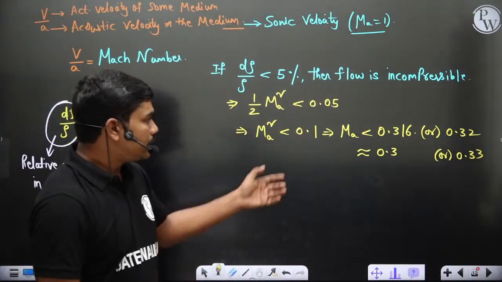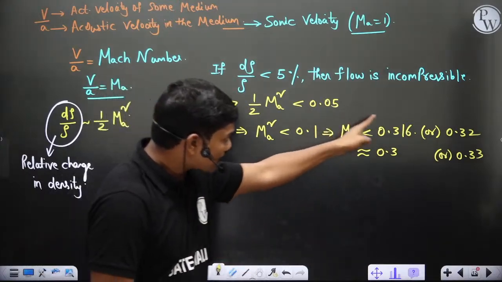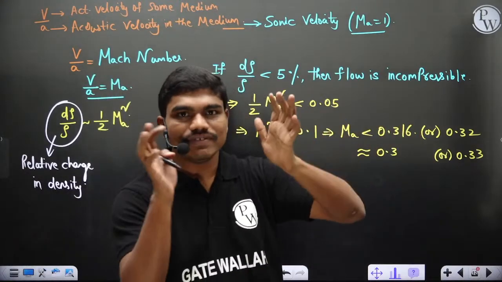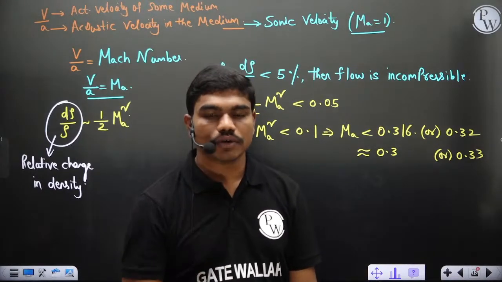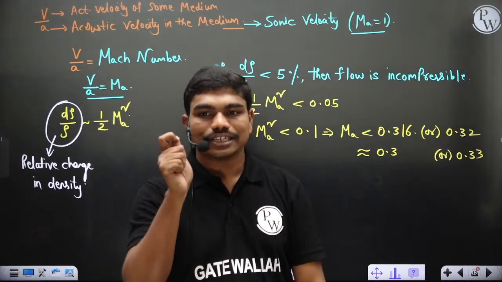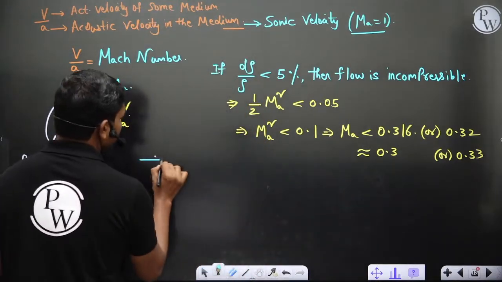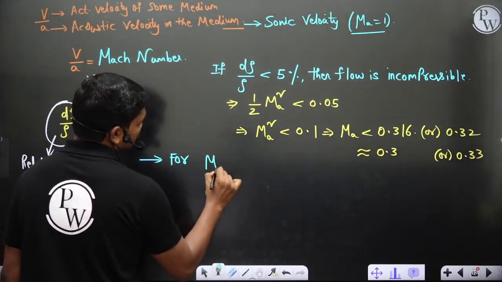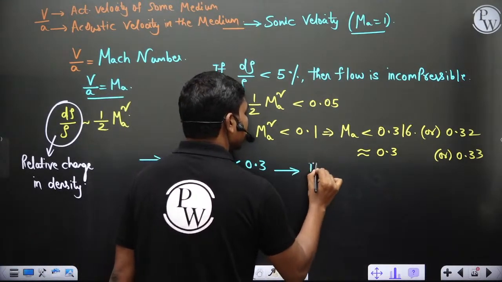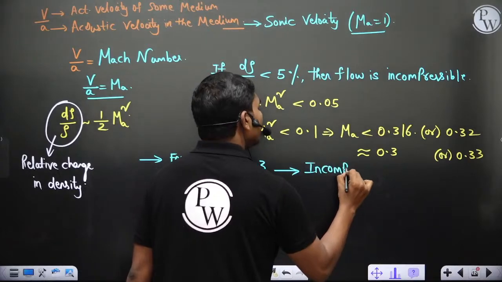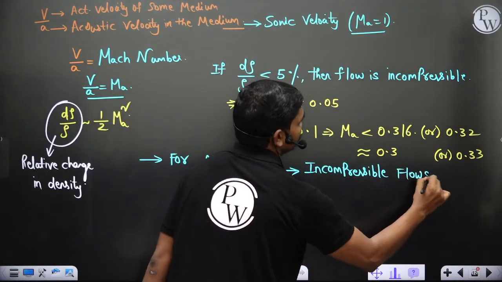So any flow with Mach number less than 0.316 means the density variation in the fluid because of the pressure difference applied in the flow is less than 5%. So in such cases we treat the flow as incompressible flow. Did you all understand? So for Mach number less than 0.3, we call this incompressible flows, which we all do in our fluid mechanics analysis.